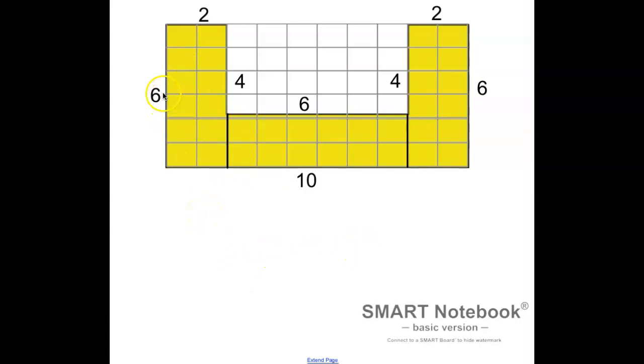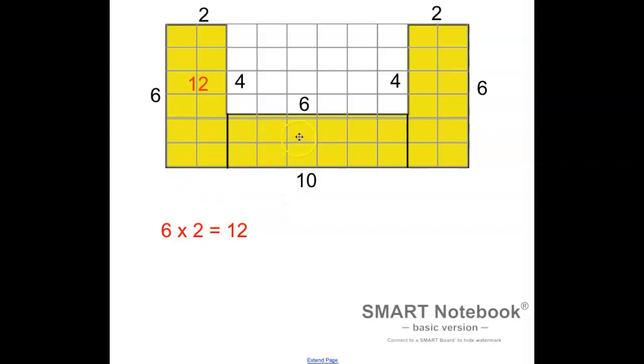So I'm going to start with this rectangle. This rectangle has a length of 6 units and a width of 2 units. So for that, I am going to do 6 times 2, and I know 6 times 2 equals 12. So this rectangle here is 12 square units. I'm just going to put that there for now, and I'm going to move on.